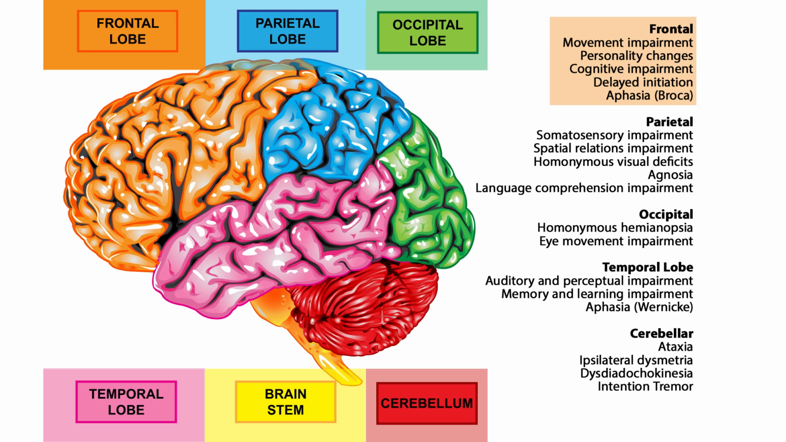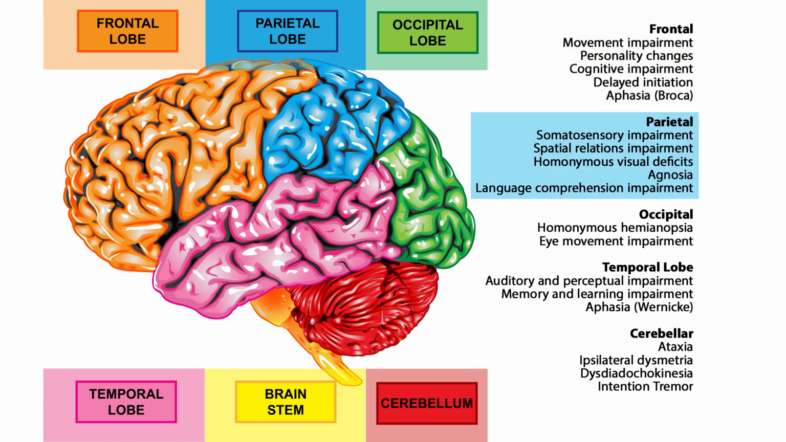The motor cortex is in the very posterior aspect of the frontal lobe. If a patient has a frontal lobe stroke affecting the motor cortex, they'll present with motor weakness on the other side. The parietal lobe is responsible for sensory function. The sensory cortex is in the very anterior aspect of the parietal lobe. If a patient has a parietal lobe stroke affecting the sensory cortex, they'll present with sensory loss on the other side.